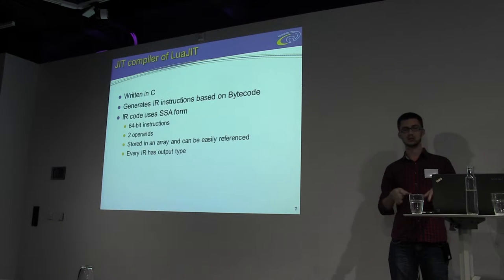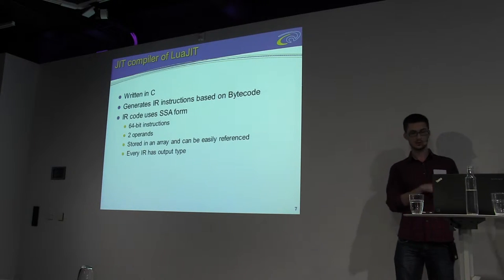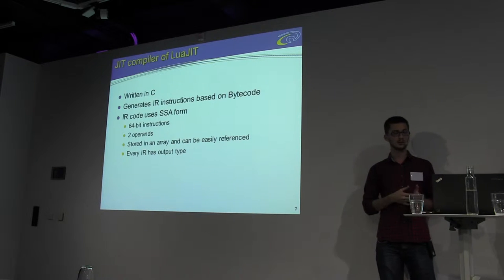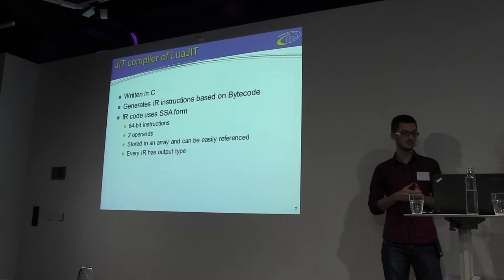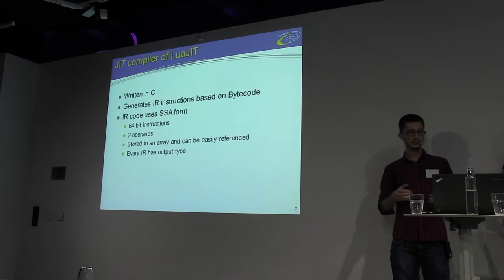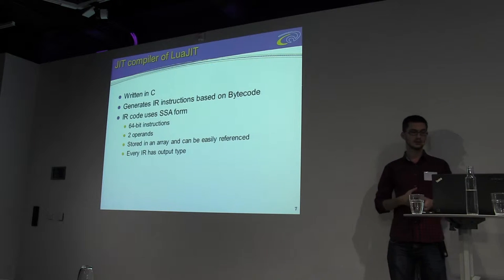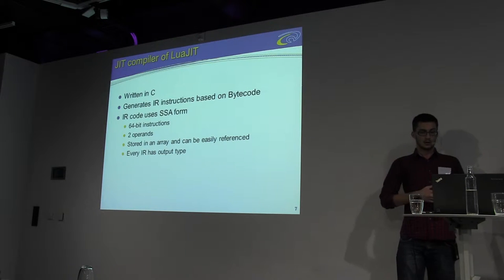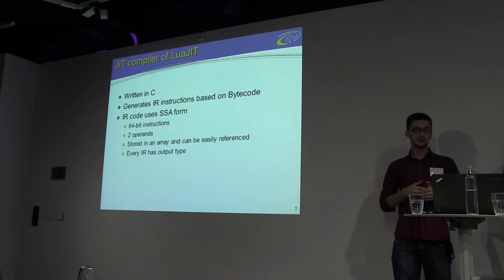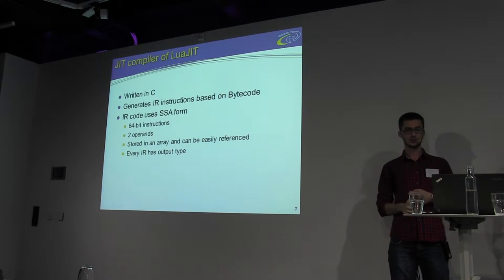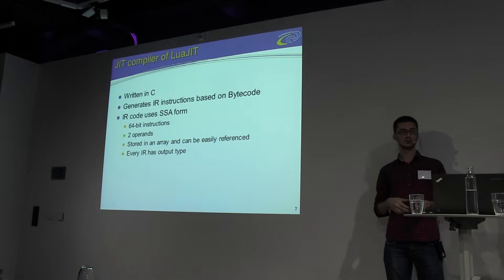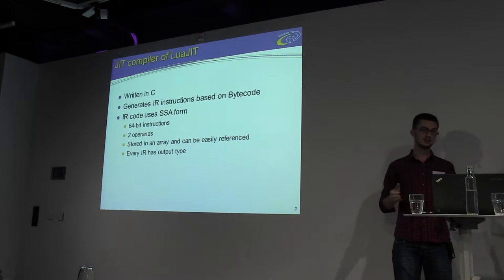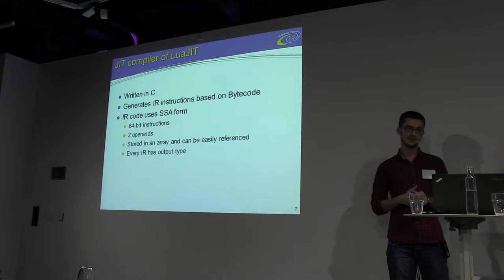It has its own intermediate code that is independent from the interpreter's bytecode, but it uses the interpreter's bytecode to generate its intermediate representation instructions. So IR code uses SSA form. That means that every instruction is one value definition, and that value has to be defined before it's used, and it can be defined only once. Loops are implemented by using phi instructions. I will not go into detail about that.